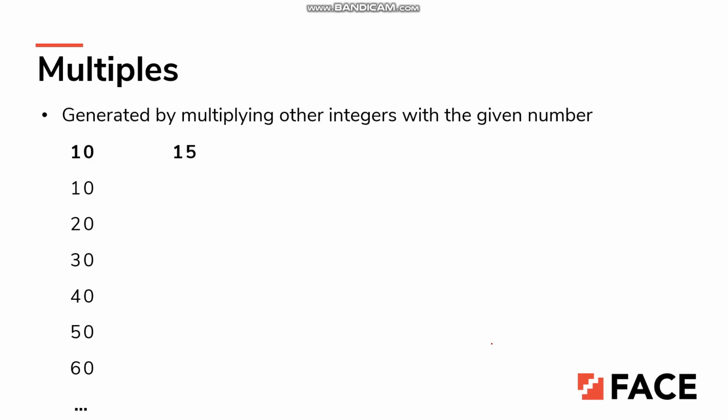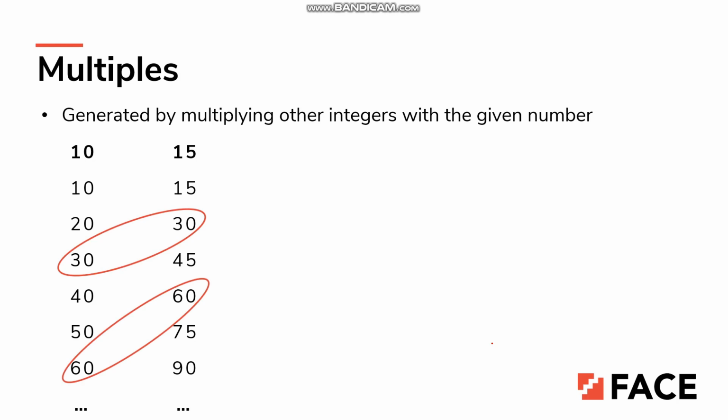Let's take another number 15. So its multiples are 15, 30, 45, 60, 75, 90, etc., right? So these are the multiples of 10 and 15. So what are the common multiples here? We can see 30 is a common multiple, and 60 is also a common multiple, and it keeps on going, right? So the common multiples are 30, 60, 90, etc.